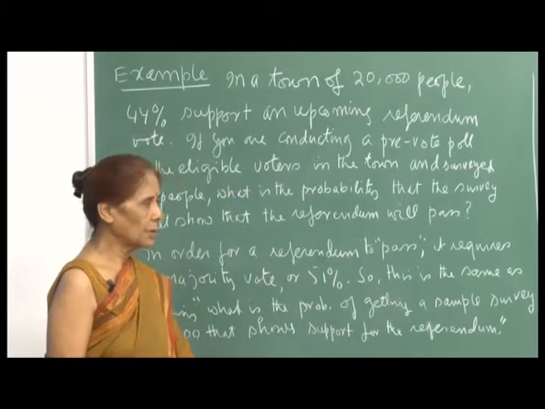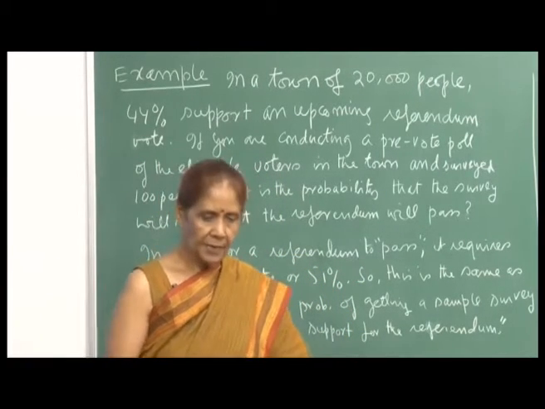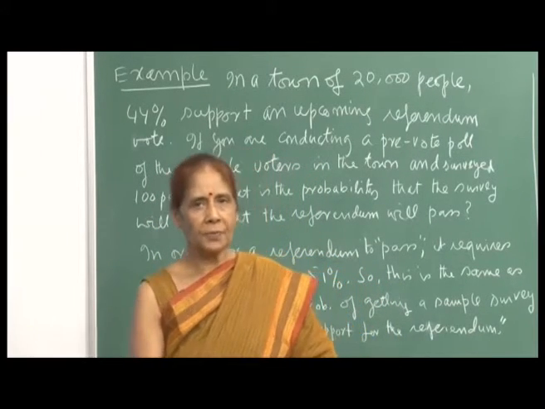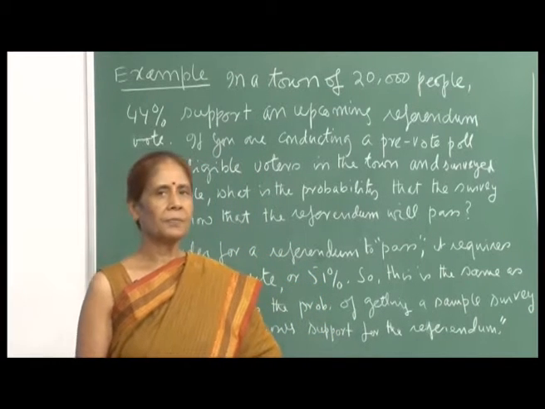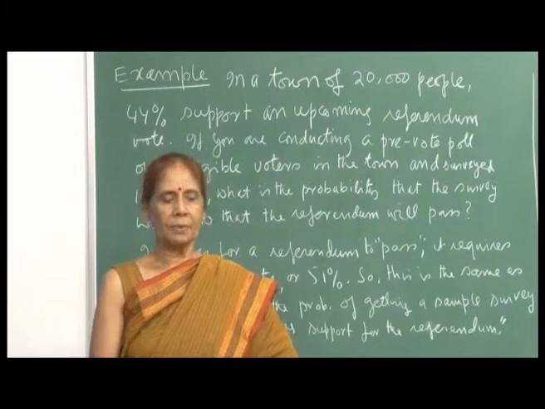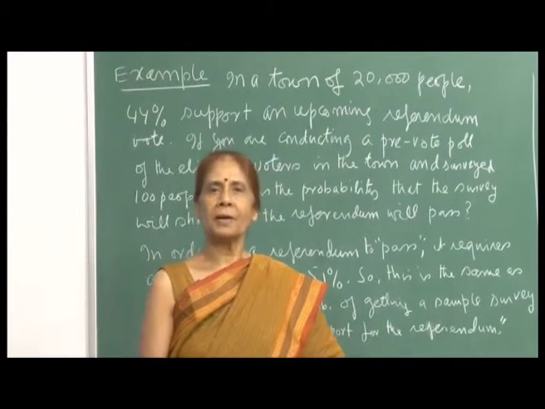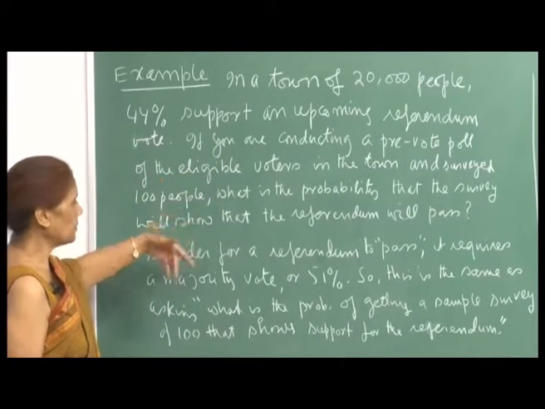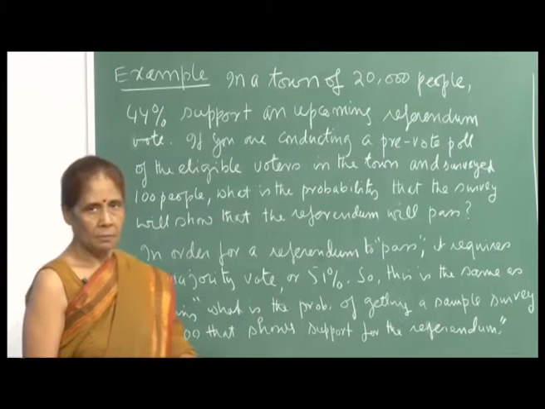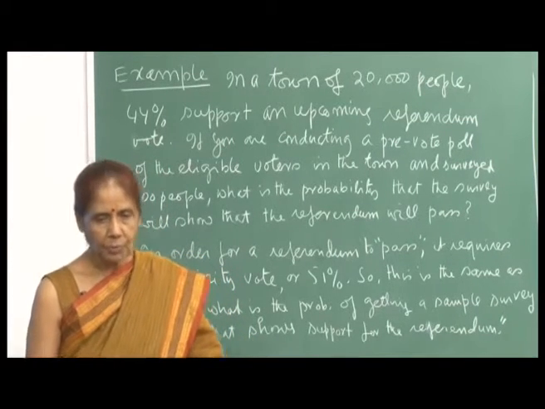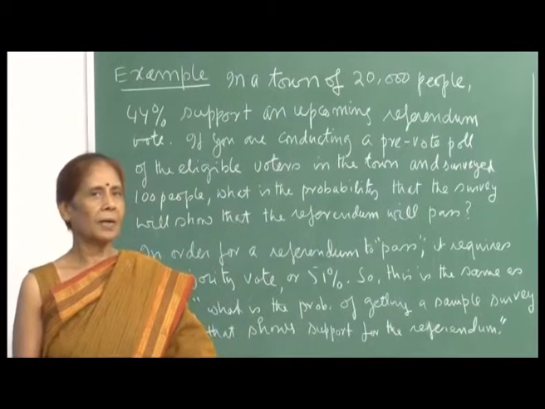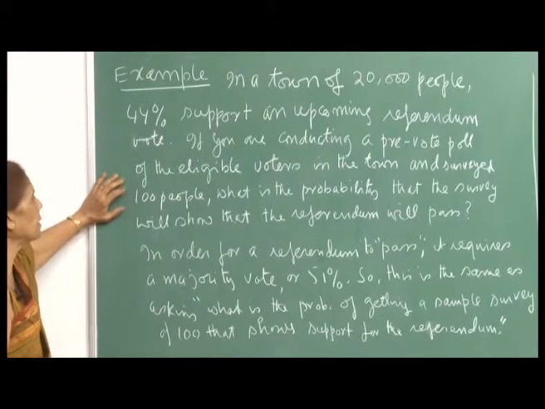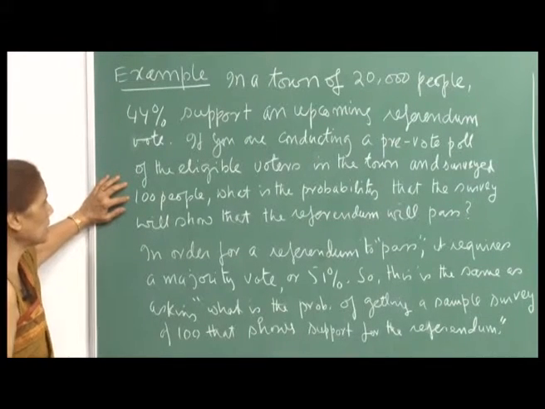and you have surveyed, let us say, 100 people, then if in that pre-vote poll it turns out that 51% or more support the referendum, then you can say that okay, our pre-vote poll suggests that the referendum will pass. But actually when the voting is done, if 51% of the people who have voted support it, the referendum will pass. So, right now this is just conducting a pre-vote survey of 100 people. So, then you want to know what is the probability that the referendum will pass.